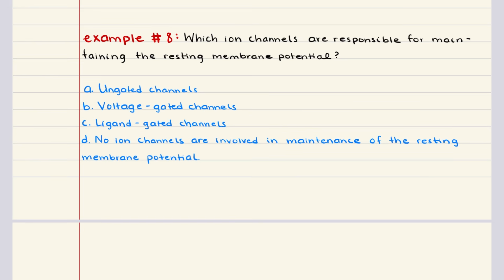Ungated channels, especially potassium leak channels, are always open. So they allow potassium to move out of the cell down its concentration gradient. This movement of positively charged ions out of the cell makes the inside more negative, and it helps maintain the resting membrane potential. So these channels are passive and they're continuously active, which is exactly what's needed for a stable resting state. So the correct answer here is A.